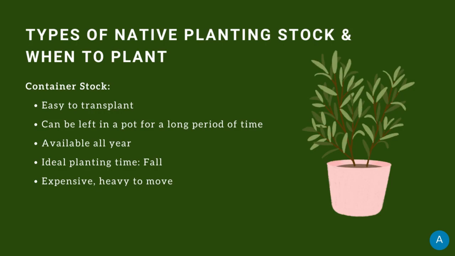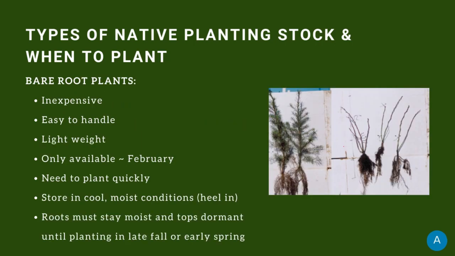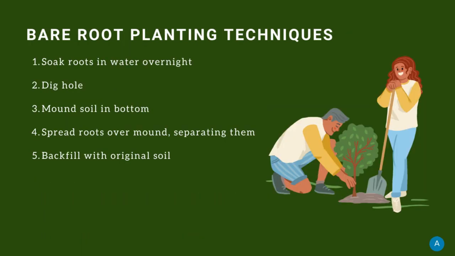Container stock. Easy to transplant, can be left in a pot for a long period of time, available all year. Best time to plant is fall. Bare root plants are inexpensive, easy to handle, lightweight, but only available in February. They need to be planted quickly. How to plant your bare root plant.